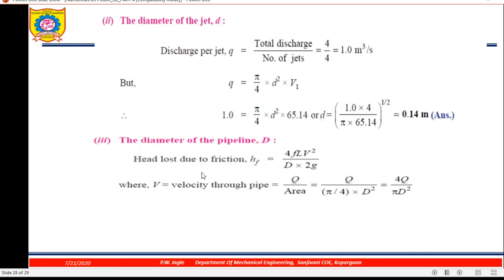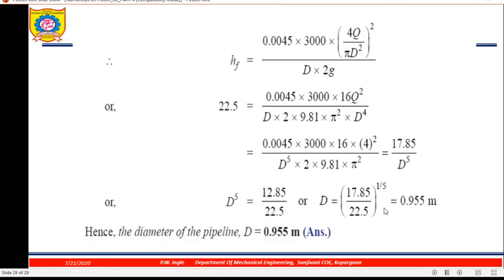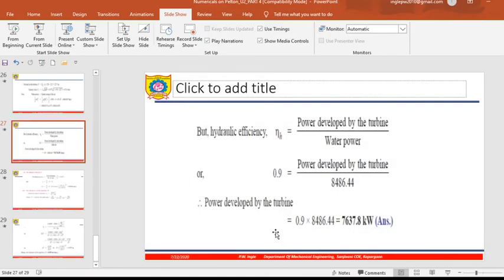Now diameter of pipeline. So Hf equal to 4 f L V square upon 2 g D. What is velocity through pipe? Q upon area, that is Q upon pi by 4 D square. So by putting the values, you will get the diameter of pipeline. Very simple. So this completes some numericals on Pelton wheel turbine.